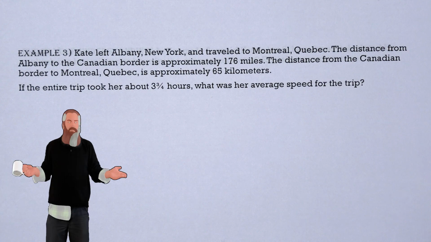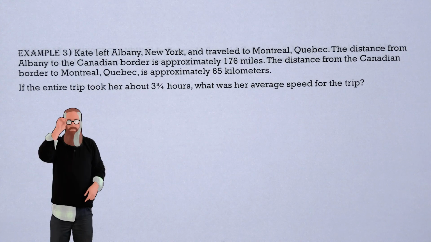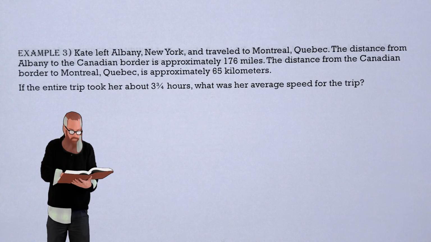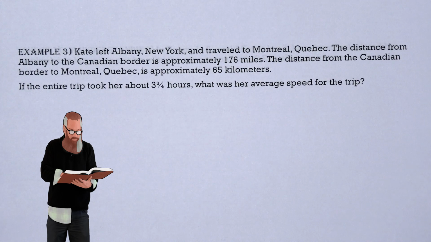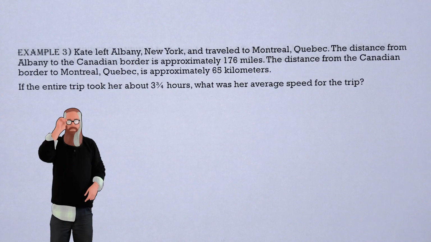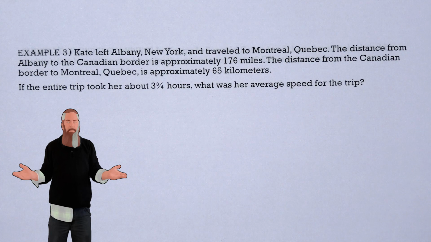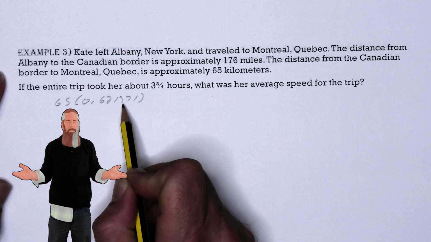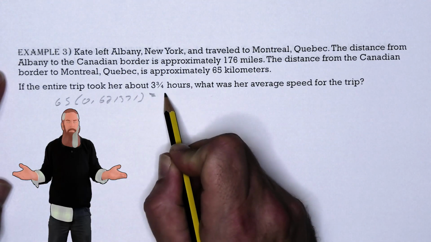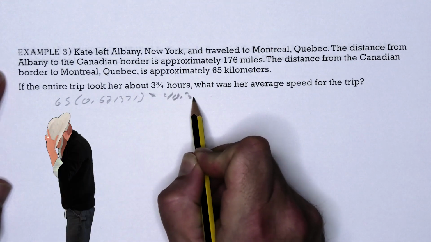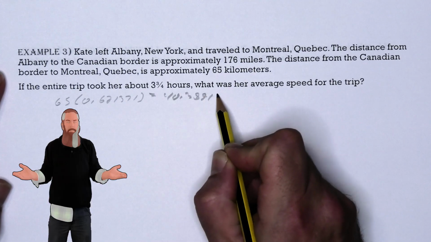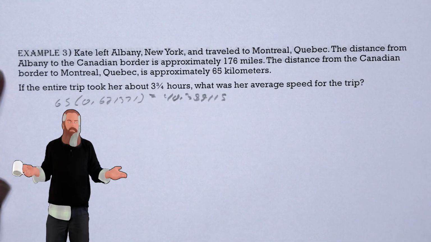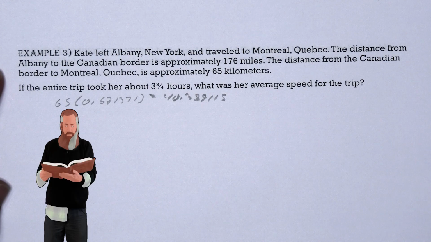To report her speed in miles per hour, we're going to convert the entire distance to miles and change the kilometers to miles, multiplying by the conversion factor 0.621371. So 65 times 0.621371 will give us 40.389115. The distance from the Canadian border to Montreal is approximately 40.4 miles.